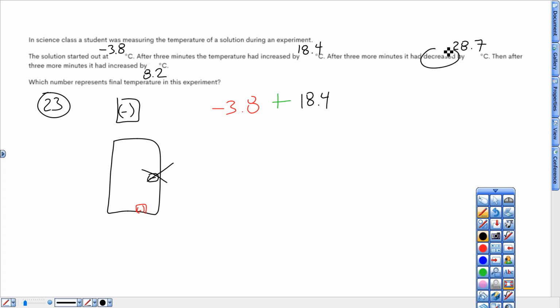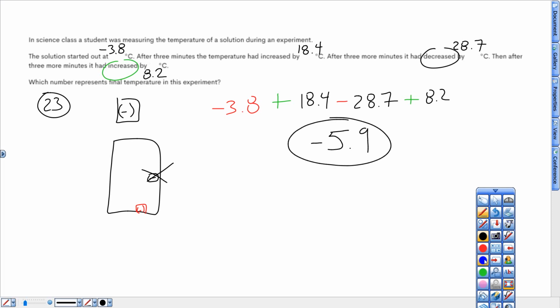Plus is just normal plus on my calculator. Minus is just normal minus on my calculator, 28.7. And then I have one more increase right here, one more plus that 8.2. So just use your calculator to get that. If you do that right, that's going to give you negative 5.9. All right, extra practice. Try one. Try negative 3.4 plus 19.5 minus 27.6 plus 9.2. Add those.